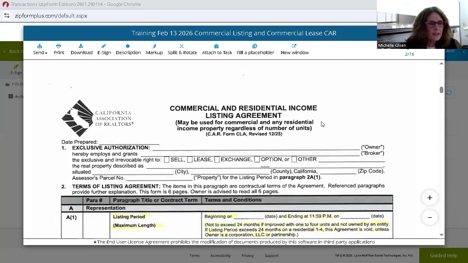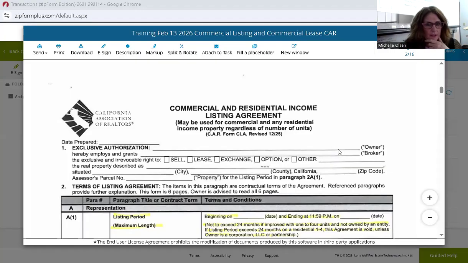So you'll see this listing agreement covers a lot of things. This is a commercial and residential income listing agreement, which may be used for commercial and any residential income property, regardless of number of units. So this is a multi-use form.